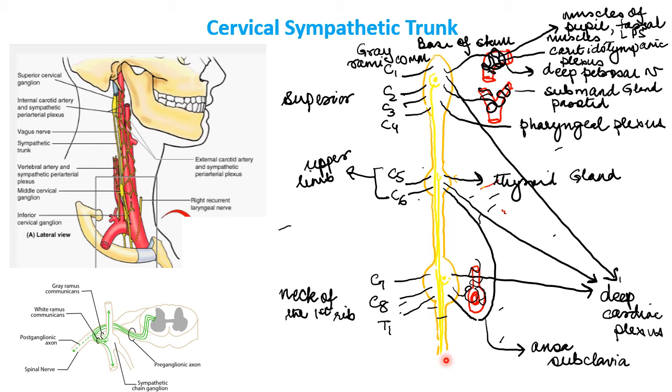The connecting trunk is carrying the preganglionic fibers from the thoracic region all the way up to the ganglion cells which are present either in the superior ganglia, in the middle ganglia, or in the inferior ganglia, right? So in case, please, now this is what is needed for the Horner syndrome.